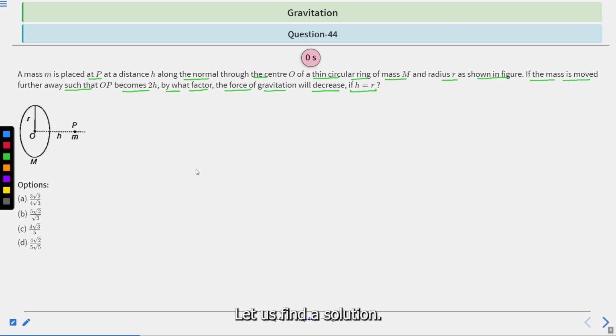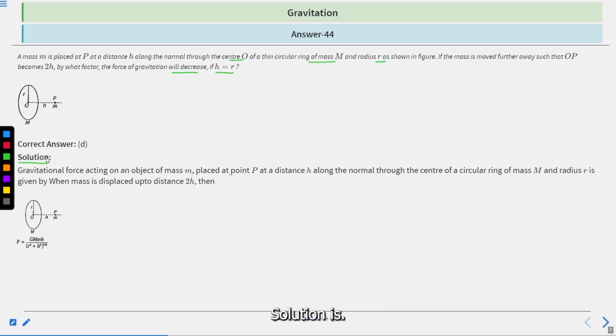Let's find a solution. The gravitational force acting on an object of mass m placed at a point P at a distance h along the normal through the center of a circular ring of mass m and radius r is given by F = G m m h divided by (r square plus h square) whole power 3 by 2.